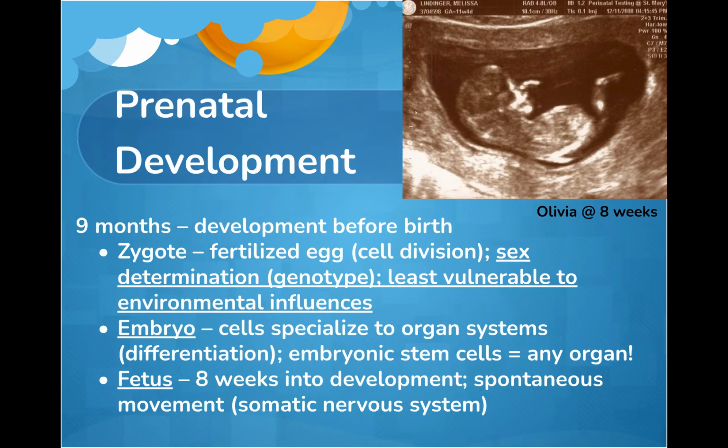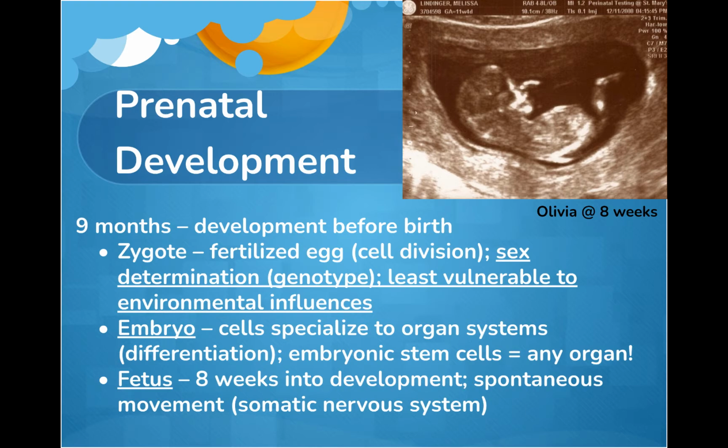So during the germinal period is when the fertilized egg is undergoing a really rapid period of cell division. It's when sex determination is determined by genotype, although we'll come back to sex determination in a minute. And it's also a period when the developing zygote is the least vulnerable to environmental influences like teratogens, which are prenatal toxins that may pass through the placenta. We'll talk about that in this video as well.